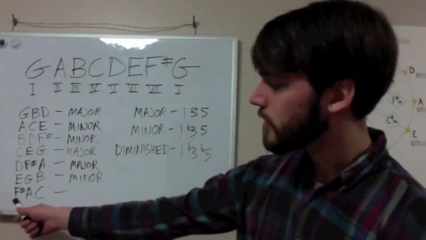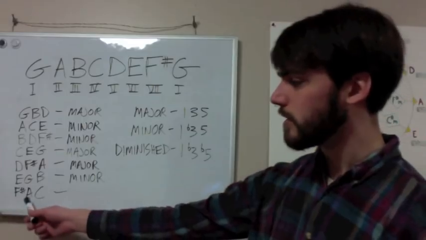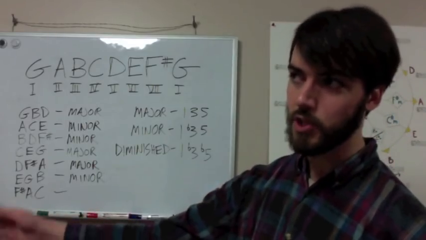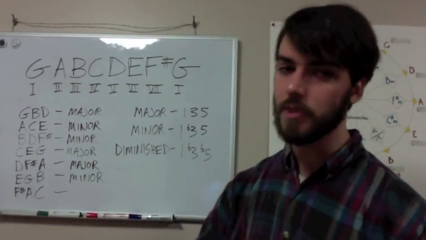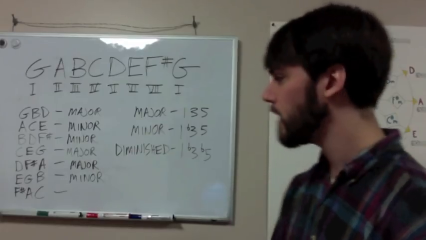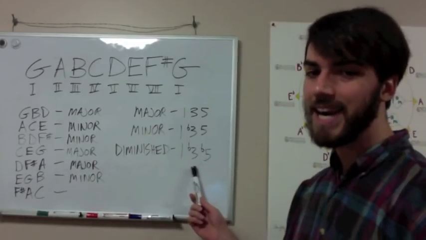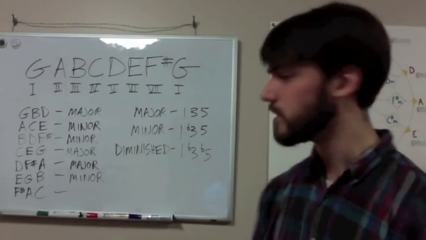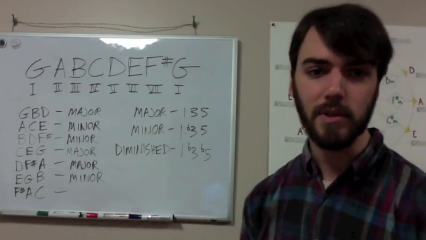All right, so F sharp, yes, that's in an F sharp scale. Is A? No, because that should be sharp. Is C? Also no, because that should be sharp. So what we have is a flat 3 and we have a flat 5, which gives us that third type of chord there, which is the diminished chord.